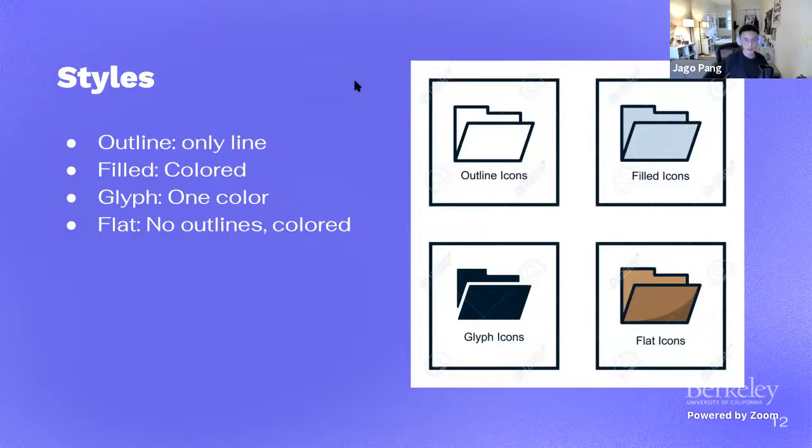So there are often four different types of icons: line, filled, glyph, and flat. Line means it has lines. Filled means they're colored. Glyph icons are one color, and they use negative space a lot of the time. And flat icons use multiple colors, but they're flat, and may or may not contain lines.